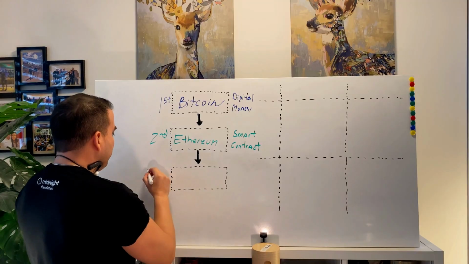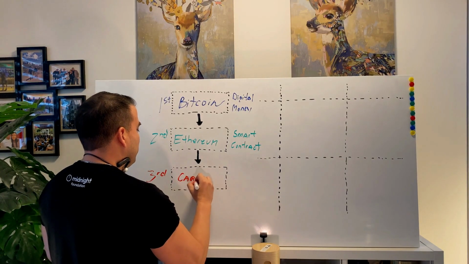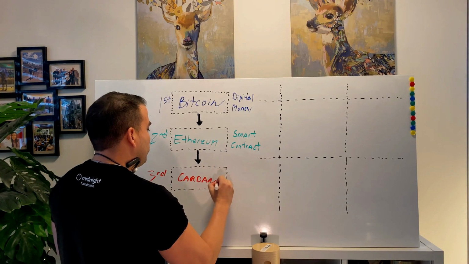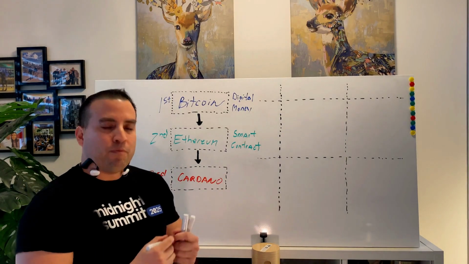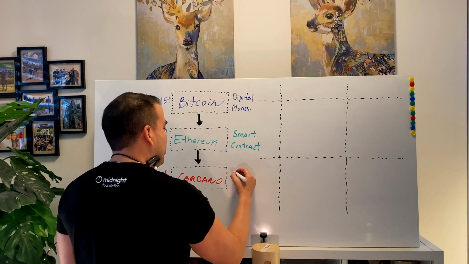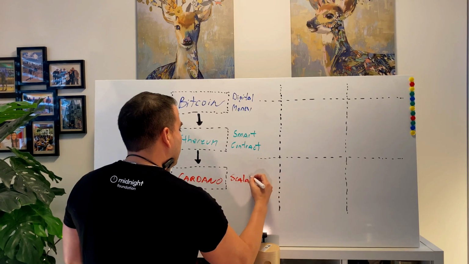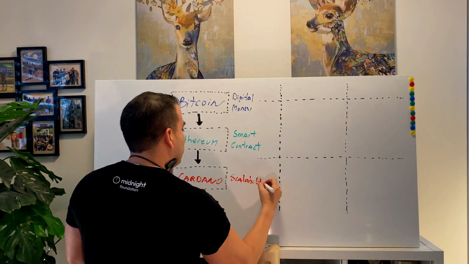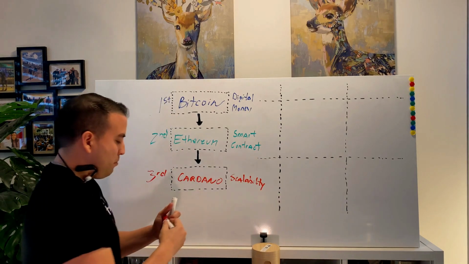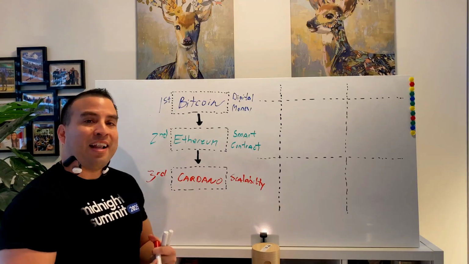And the third generation, Cardano, introduced the concept of proof of stake, and this allows us to run blockchains with scalability. But one thing in common in all these three generations was the lack of privacy.